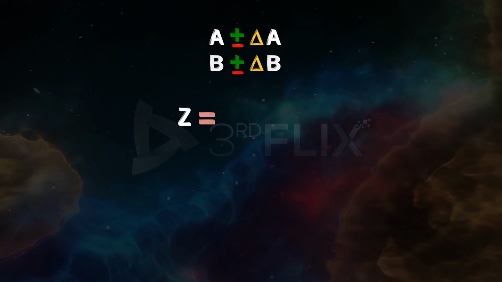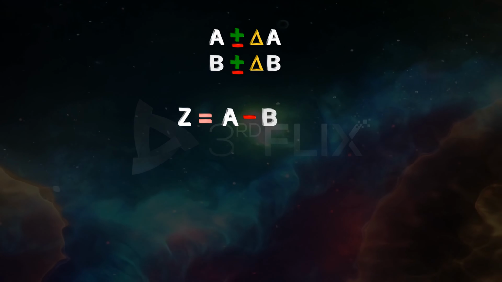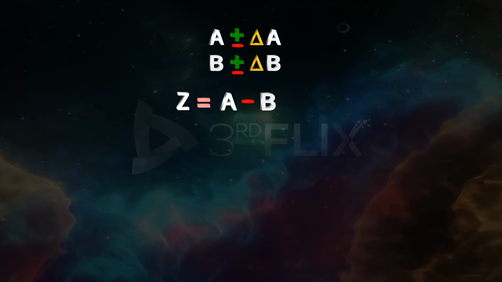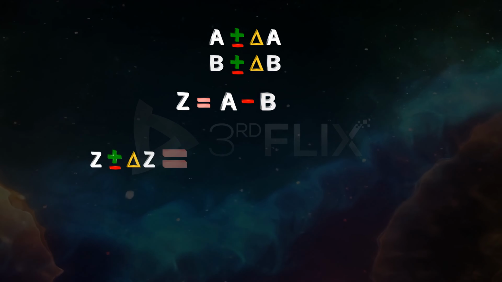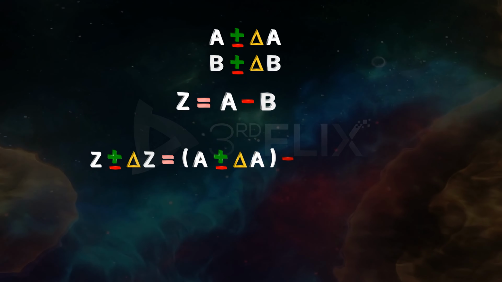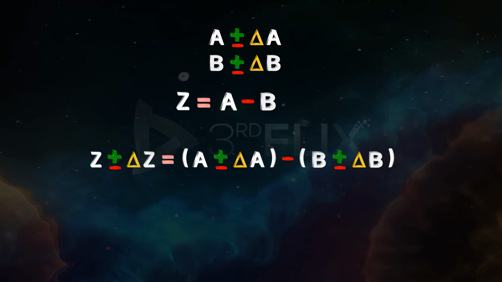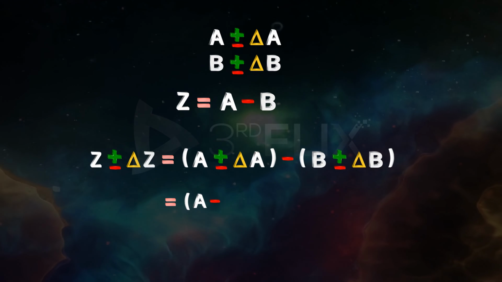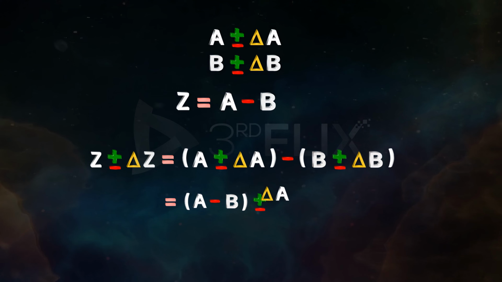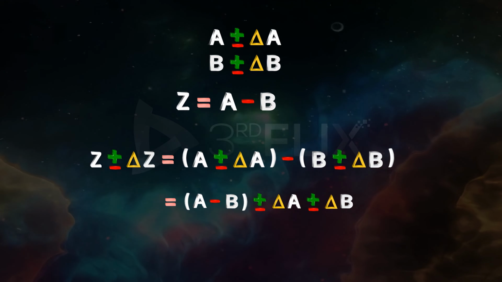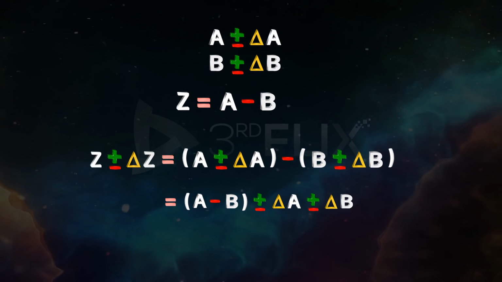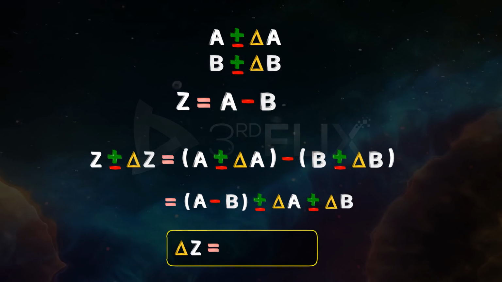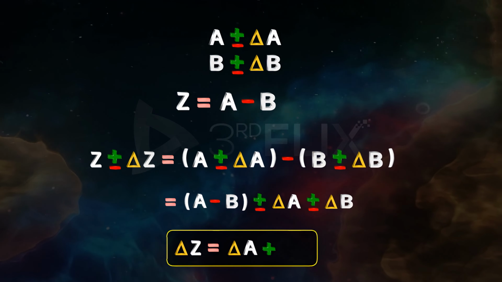For the difference, Z is equal to A minus B. We have Z plus or minus delta Z is equal to A plus or minus delta A minus B plus or minus delta B, which is equal to A minus B plus or minus delta A plus or minus delta B. Thus, the maximum error in the difference, delta Z, is equal to delta A plus delta B.